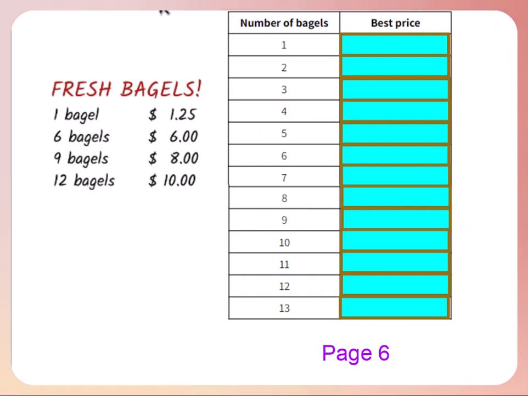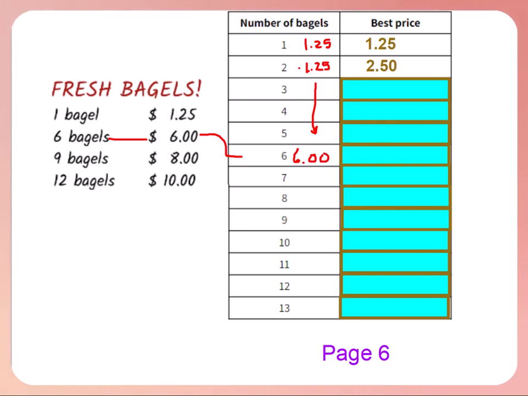So let's turn to page 6 and let's think about what we're looking at in this menu to get the best price for the number of bagels that we're buying. All right, so for 1 bagel, it's going to cost us $1.25. So for 2 bagels, we multiply by $1.25. 2 times $1.25. 1 times $1.25. So we're multiplying by $1.25 all the way down until we get to 6. Okay, because at 6 bagels cost $6. So we're going to put that right here.